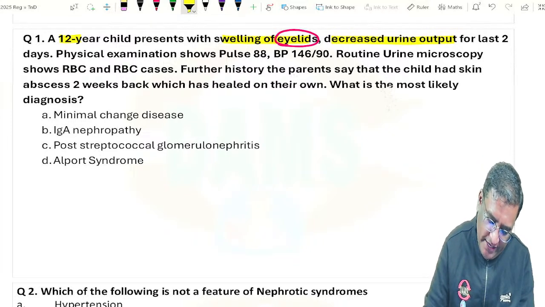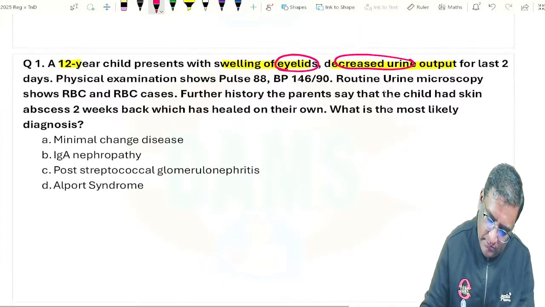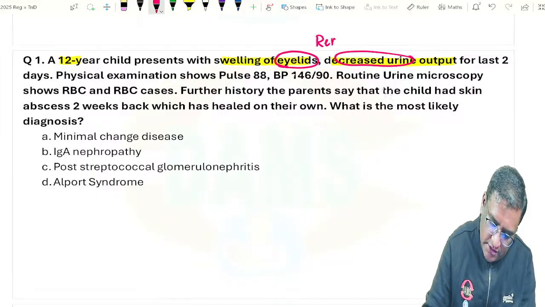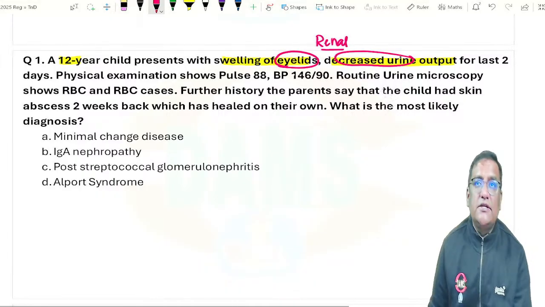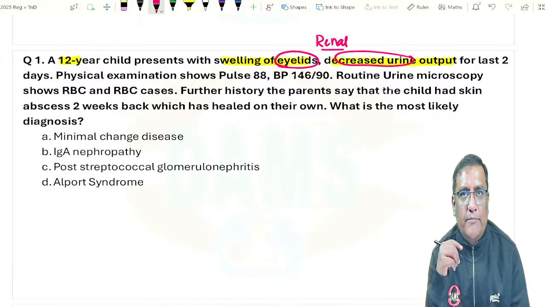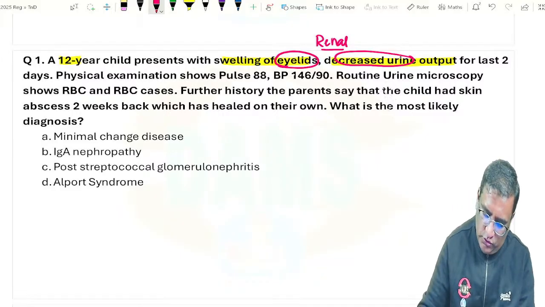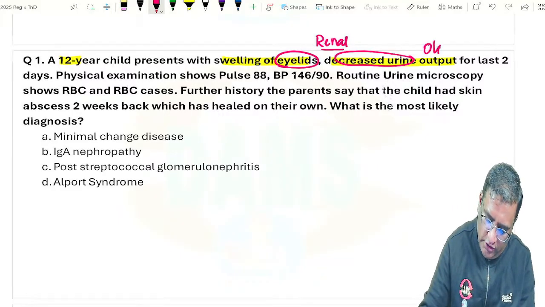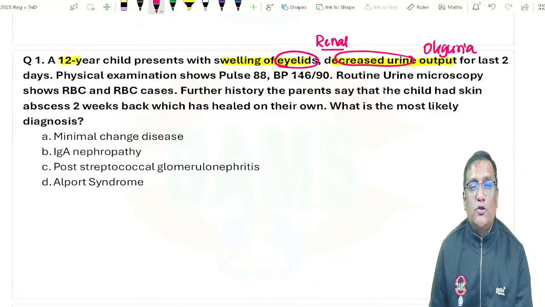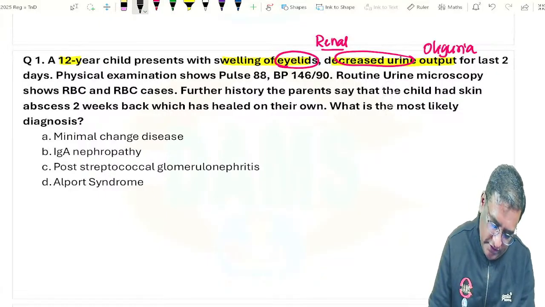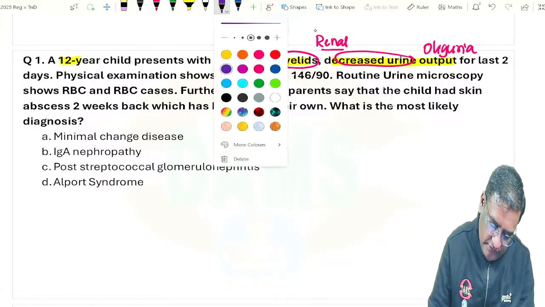So now, with this history, definitely I'm suspecting there is a renal problem, isn't it? So clinically I'm suspecting there is renal pathology involved. So decreased urine output for the last 2 days. So basically there is oliguria happening. So the patient is having oliguria and also edema, swelling of the eyelids, right? Then further history. What else is given to us? Let us look at further history.